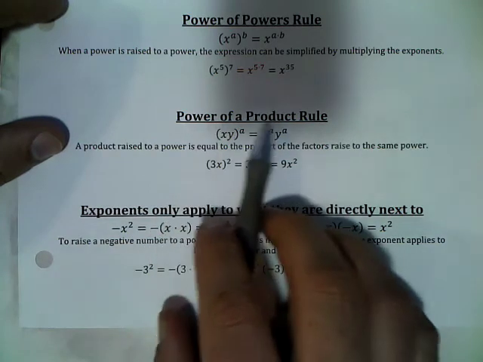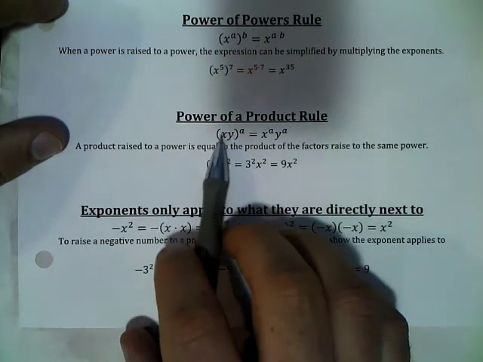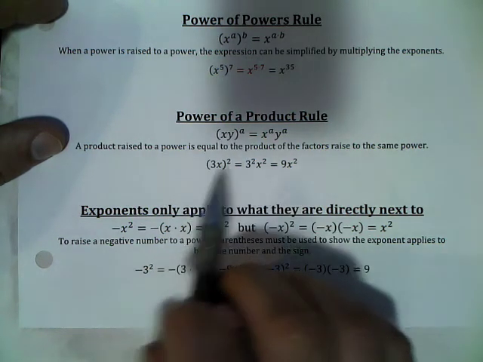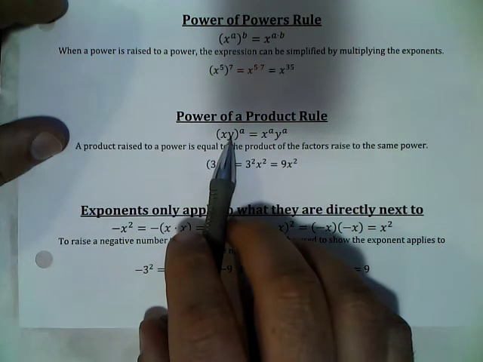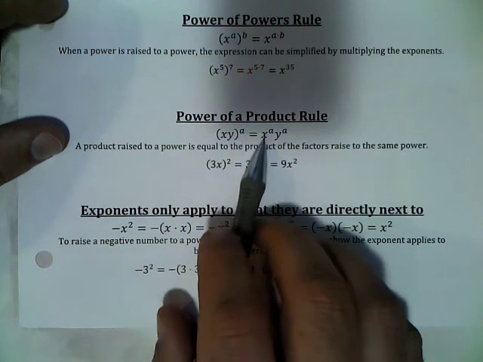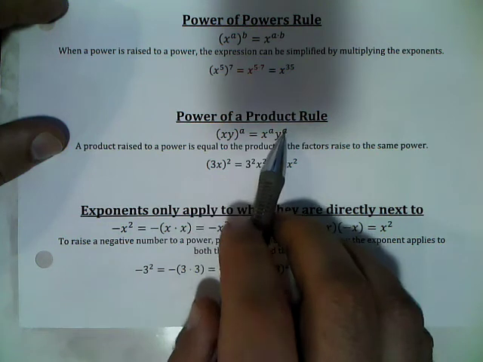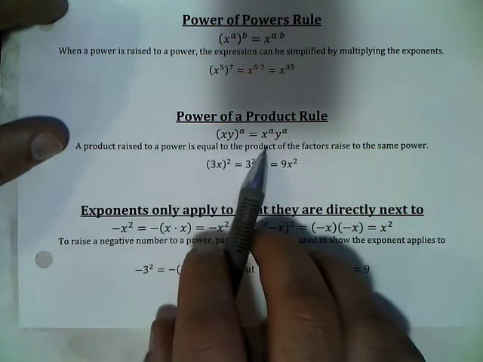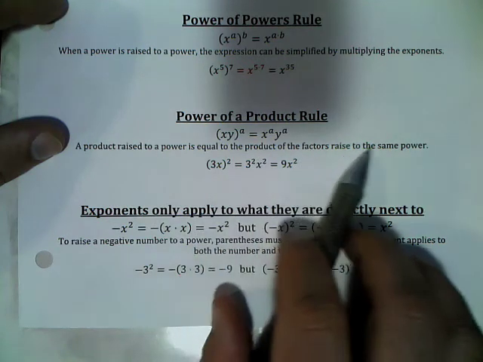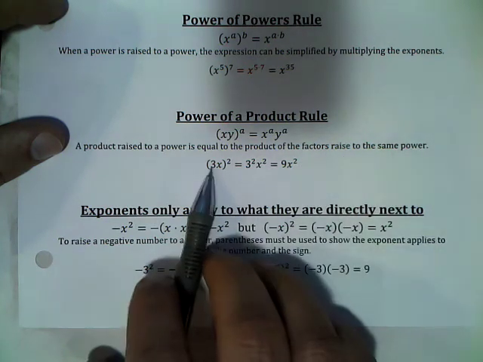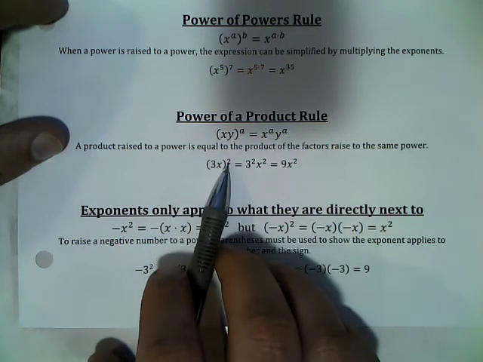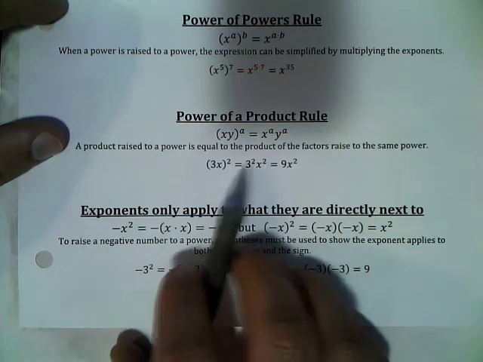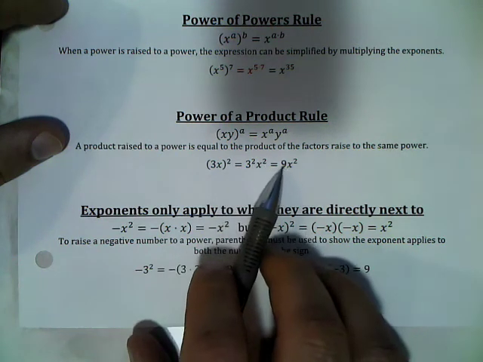Next up, we have the power of a product rule. So there's my product, and I'm taking a power of the product. So x times y to the power of a is the same as x to the power of a times y to the power of a. So a product raised to a power is equal to the product of the factors raised to the same power. So if I have 3x and then I square it, this is equal to 3 squared x squared, which of course then 3 squared can simplify to just 9, so 9x squared.